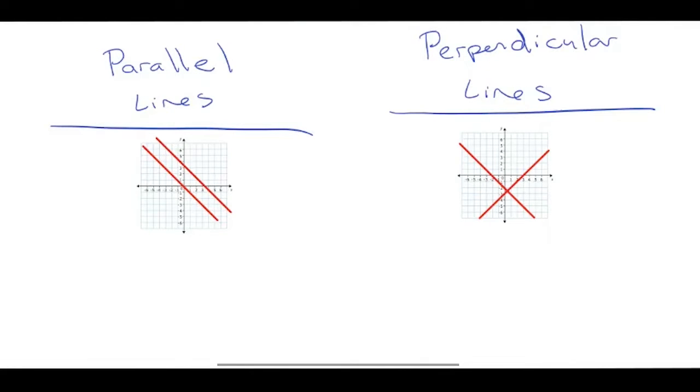Hi guys. Today we're going to talk about parallel and perpendicular lines, okay? Parallel lines run side by side and never intersect. So if you were to graph them, they would look something like this, okay?